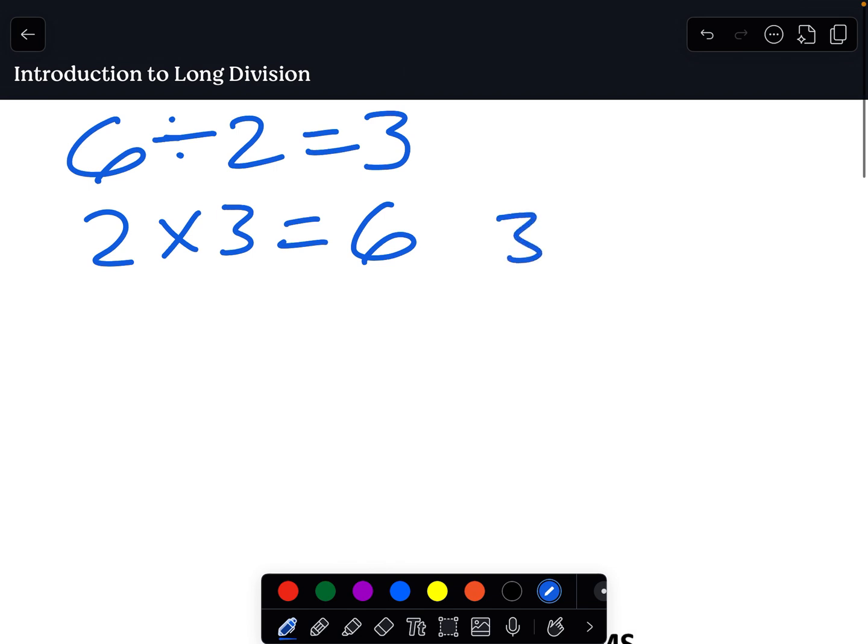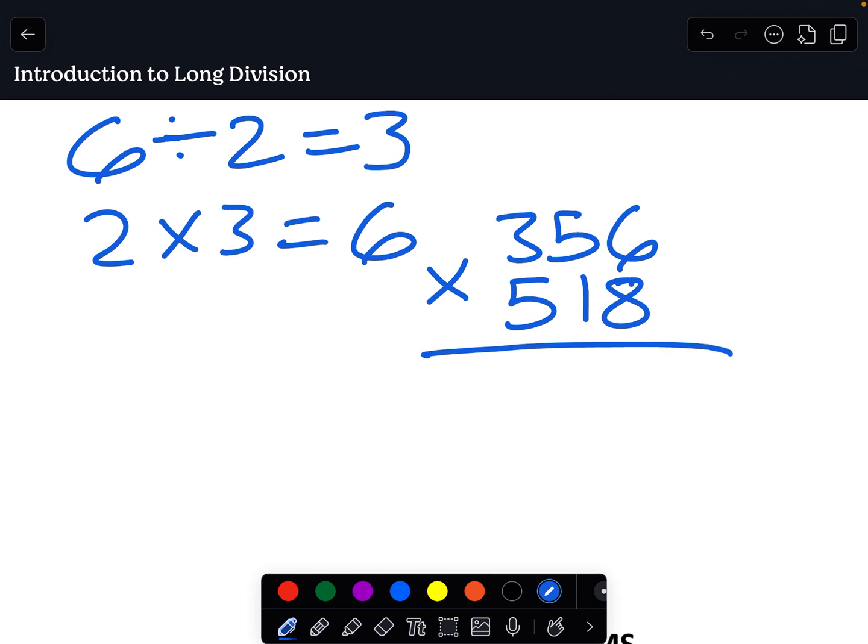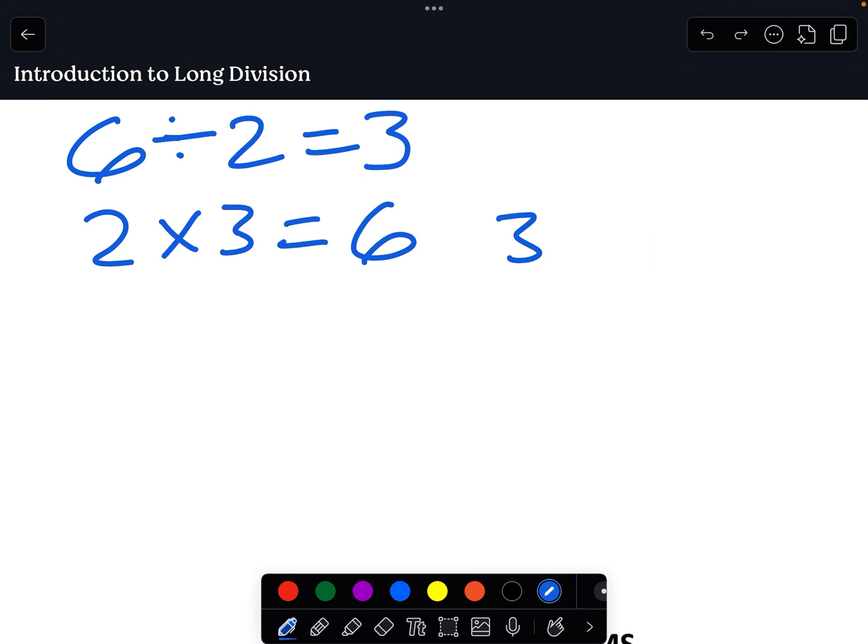So if I had 356 times 518, to get to the answer, we have to do more steps. And that was just me setting up a multiplication problem using standard algorithm. And it's the same with division. With division, we have to do a few more steps when dealing with larger numbers. And the way to best learn those steps is to practice and practice and practice, which we're going to do.